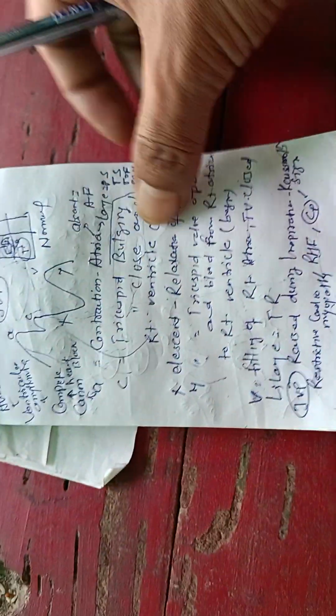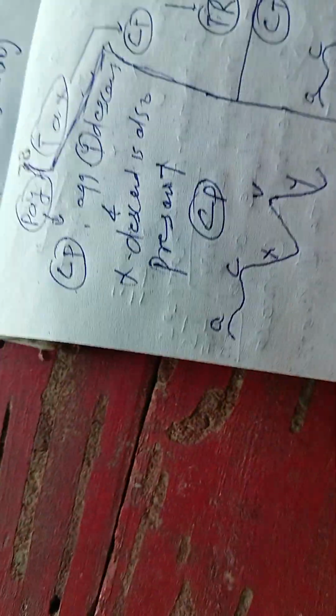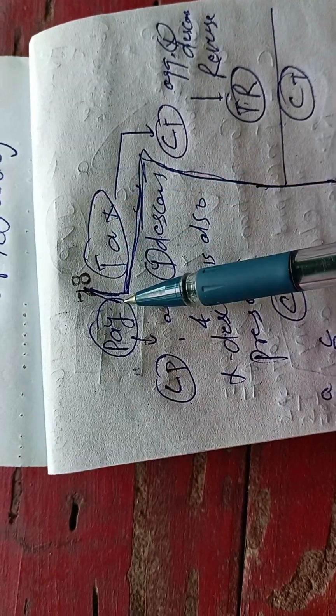Now see the waves. It's very important, because questions are asked from this section. You can remember it like this: PAY and TAX.